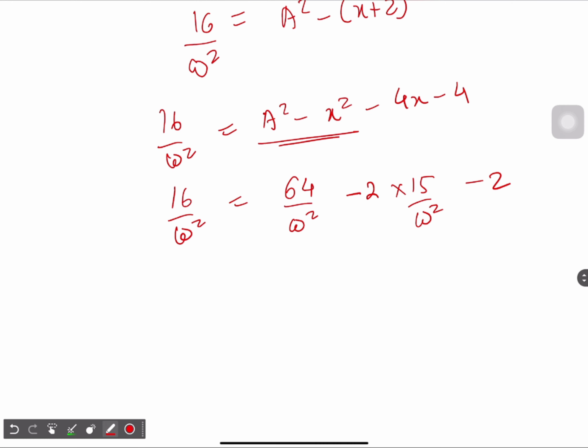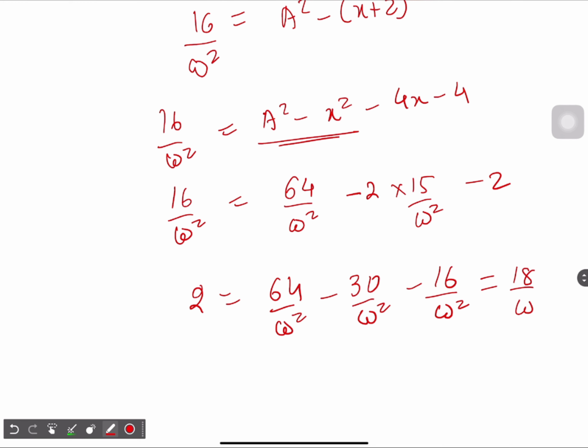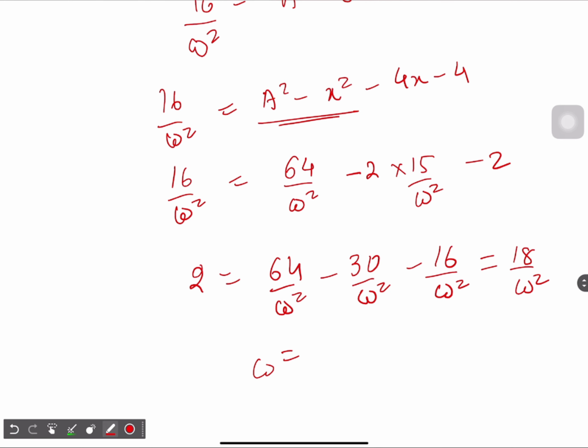Alright. So 2 is equal to 64 by omega square minus 30 by omega square minus 16 by omega square. So this will be equal to 64 minus 30 is 34, and 34 minus 16 is 18, plus... 18 by omega square. So omega square will be equal to 9, or omega will be equal to root of that, that is 3. So we found the value of omega.